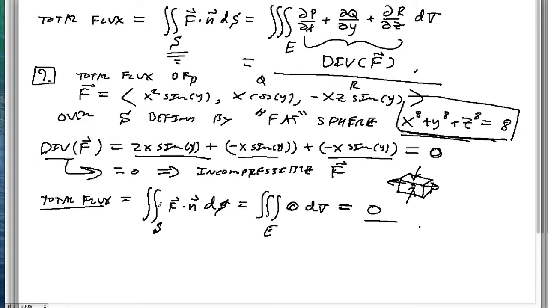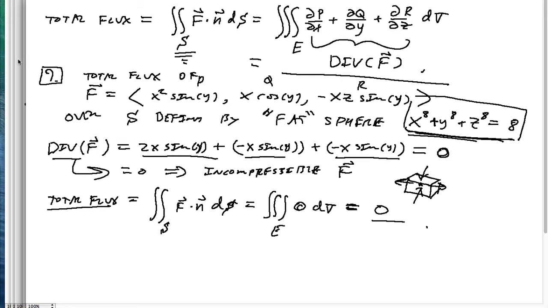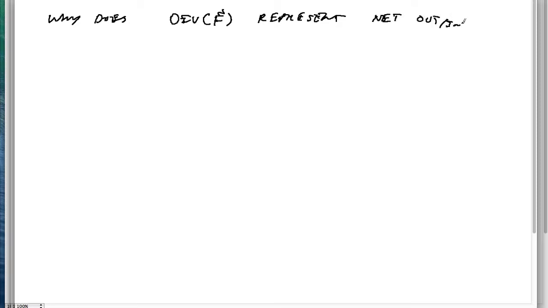So that's another idea. So let's talk again now. Let's revisit this idea of what it means. Why does the divergence of the vector field represent the net outflow or inflow of F at a point?